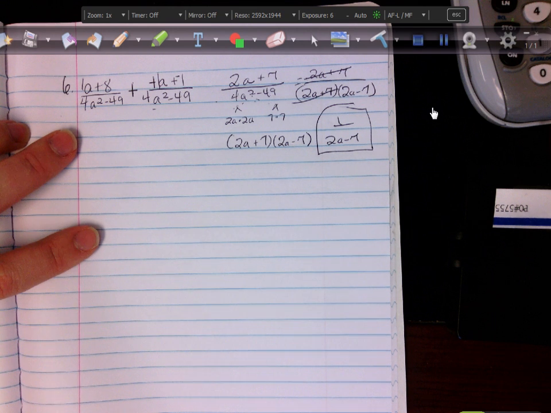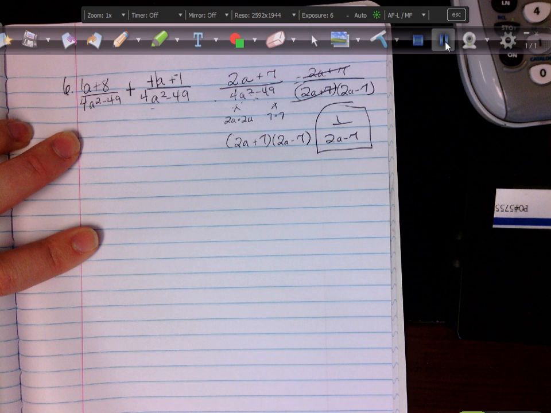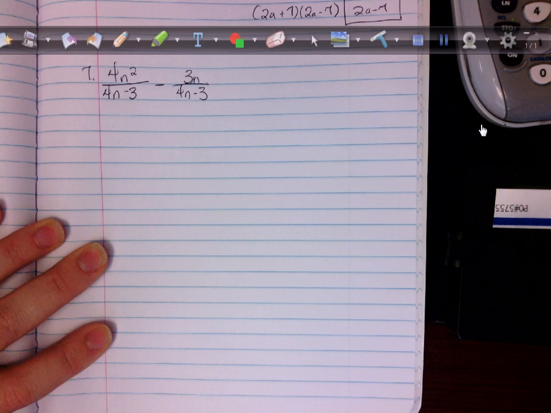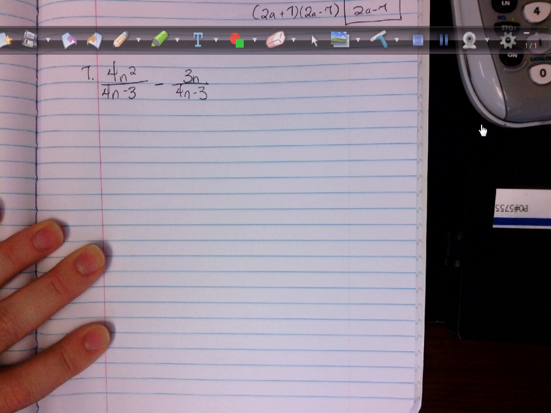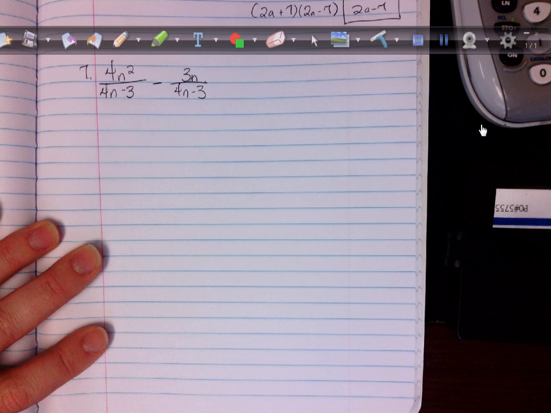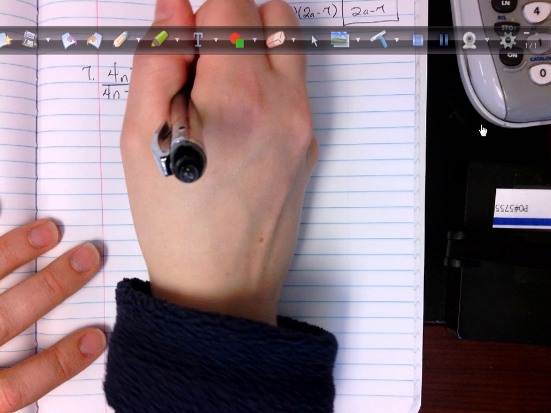So make sure that you have all of that down. You can pause the video if you need more time. All right, go ahead and get down number 7. It's 4n squared over 4n minus 3 minus 3n over 4n minus 3. So again, my denominator is the same. I have a minus sign in the middle, so that just tells me that I have to change it to a plus sign and then change the sign of everything in the numerator of the second problem, which is just my 3n.